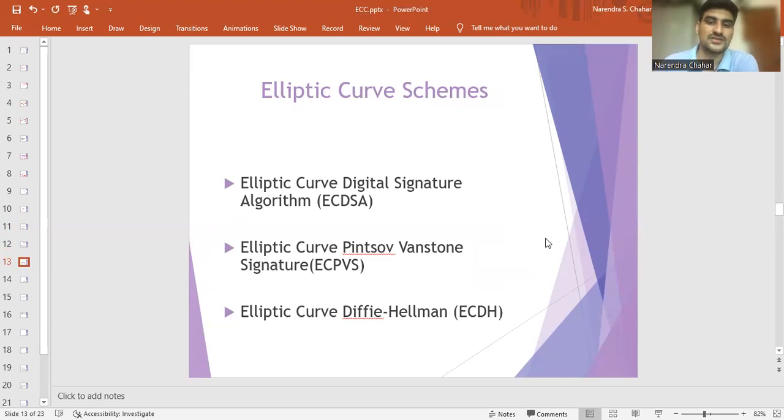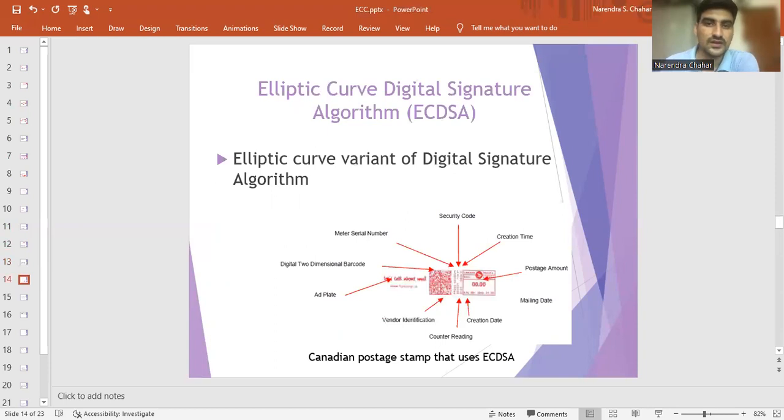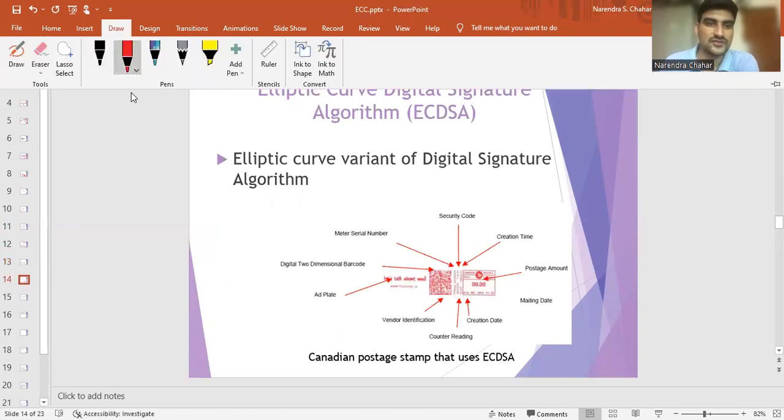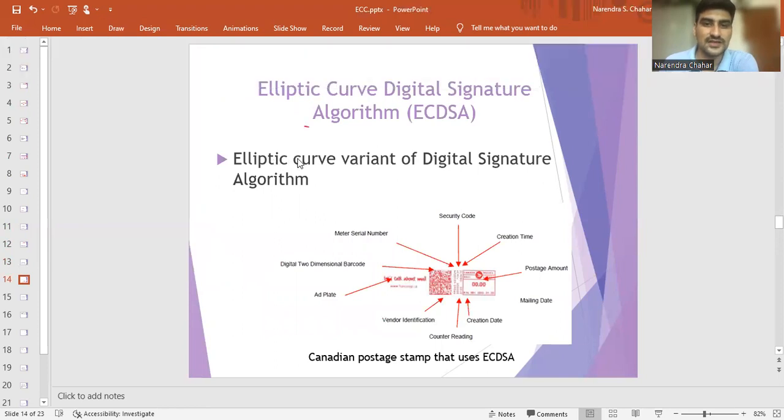When we see the schemes related to elliptic curve cryptography, the first one is ECDSA, the elliptic curve digital signature algorithm. The second one is the elliptic curve Pintsov-Vanstone signature, ECPVS. The third one is elliptic curve Diffie-Hellman, ECDH. Now, talking about the first one, the elliptic curve digital signature algorithm, ECDSA.